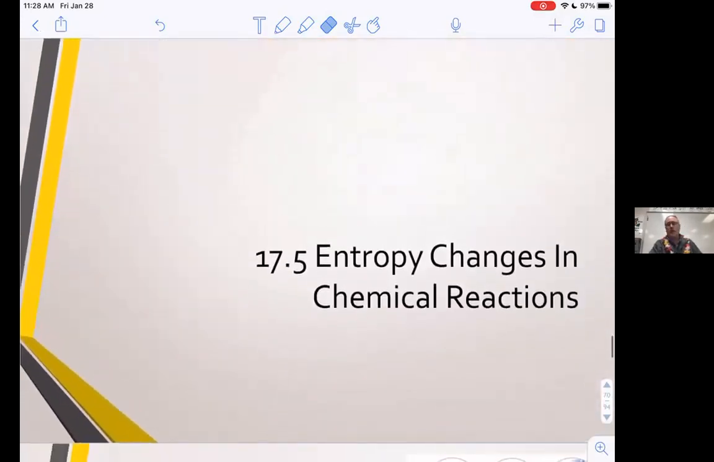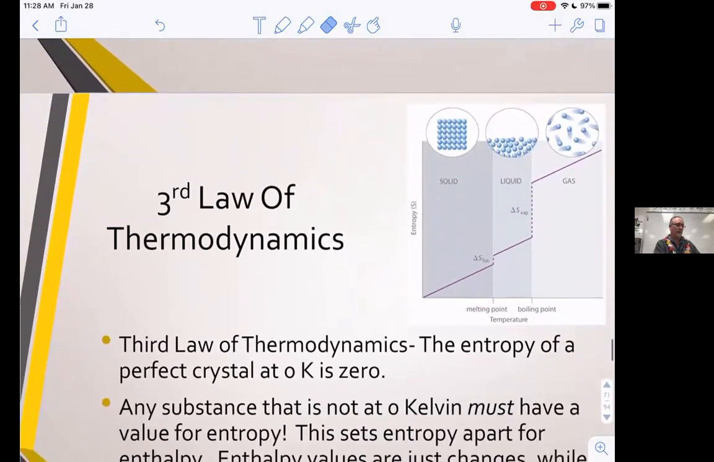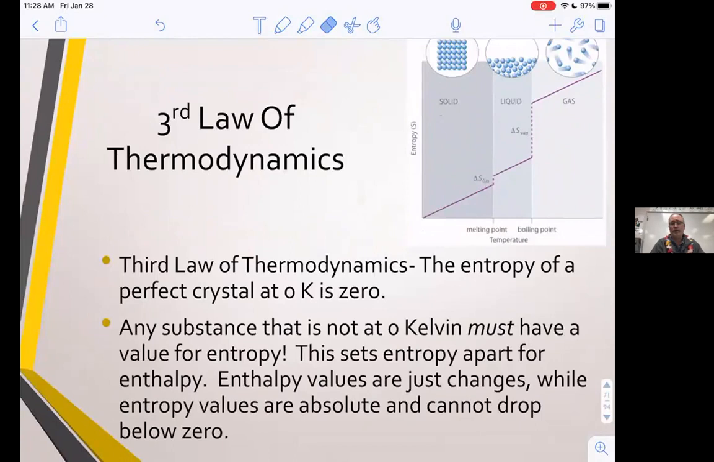So the next thing that we're going to talk about is changes in entropy in different chemical reactions. The third law of thermodynamics basically says that entropy values are always going to be positive. That doesn't mean a change in entropy is going to be positive, but every substance has a positive entropy value. There's always a probability of things getting more disordered. Also, the temperature is in kelvins. So the entropy of a perfect crystal at zero K is in fact zero entropy.